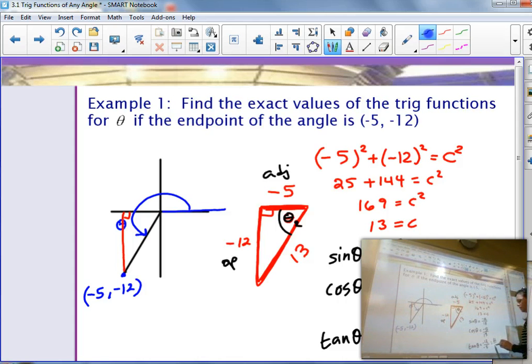Alright. So the tangent's actually positive, right? Because it's negative 12 over negative 5, which is 12 over 5.